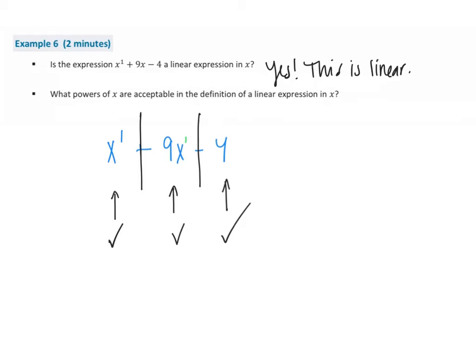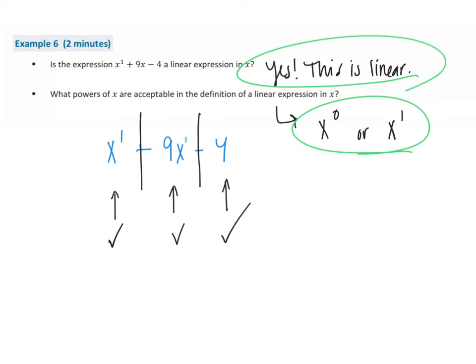And then it says, what powers of x are acceptable in the definition of a linear expression in x? So what exponents could we have? We could have x to the 0th power or x to the first power. Those are both acceptable. Okay, now we're done with example 6.